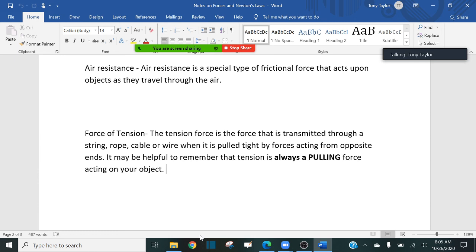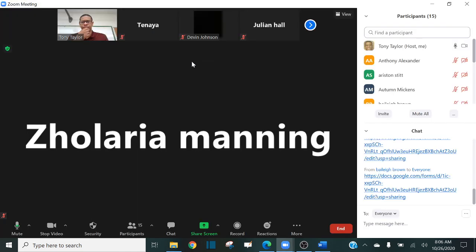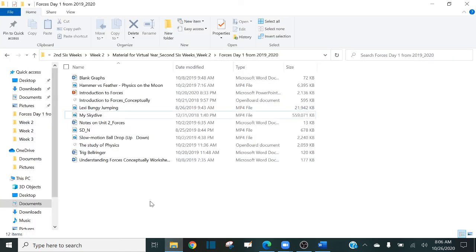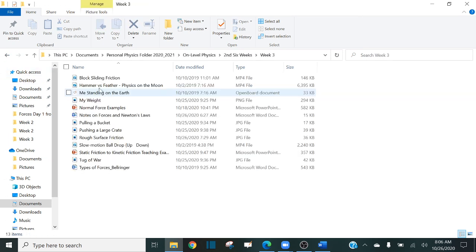The force of tension is the pulling force that always results whenever you have a string or rope or cable or something like that. It's the force that is transmitted through that string or that rope. Of course, we saw that example with skydiving. But what are some other examples of the force of tension? Give me just a second while I pull up these diagrams that I had.